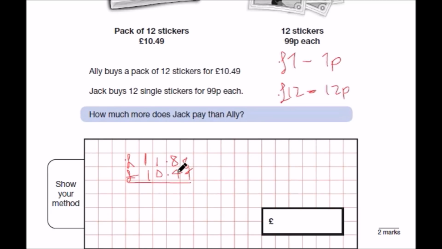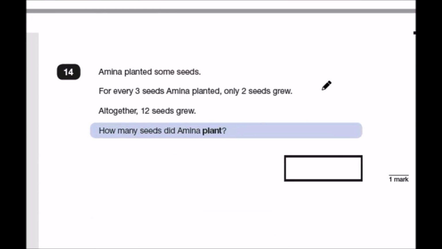Now all you want to do is subtract these numbers. So let's have a go. We've got 8 take away 9, we can't do, so we borrow from the neighbour. This becomes a 7. Give him the 1. So we have 18 take away 9, which is 9. 7 take away 4 is 3. And 11 take away 10 is 1. So it'll be £1.39. That's it.